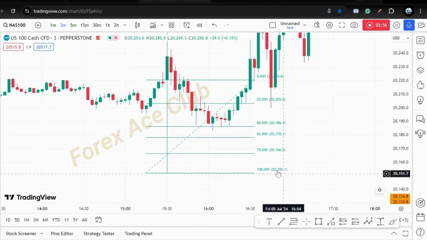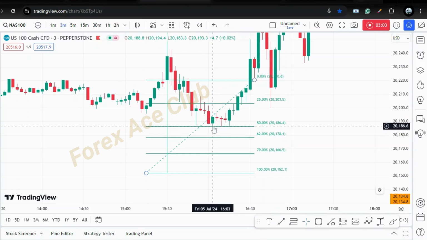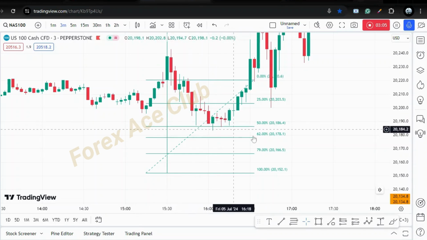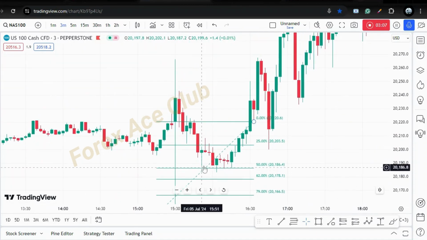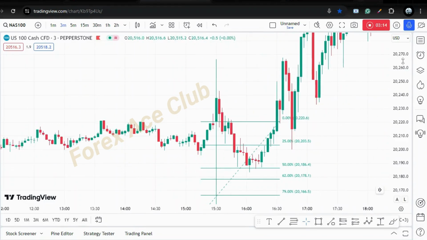So as you can see, 0%, 50% is the midpoint. You can see the market traded just slightly below the midpoint, which is fine. So the midpoint was respected, and we decided to buy. That was the first indication that the market was to go up. That was my first indication to look for a buy.